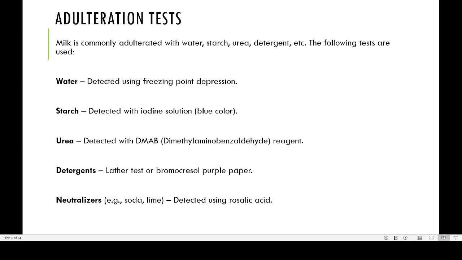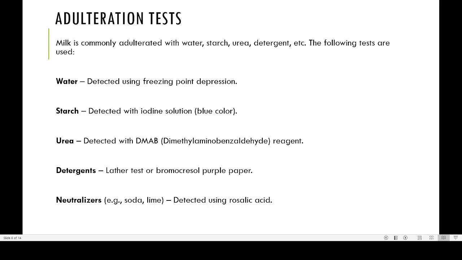Then starch is there. By adding starch, even if you are adding water, the milk will appear very thick. That is the purpose of adding starch. But by doing some kind of iodine test, we will be able to tell whether starch has been added. Only if the starch is there, the milk will turn blue.